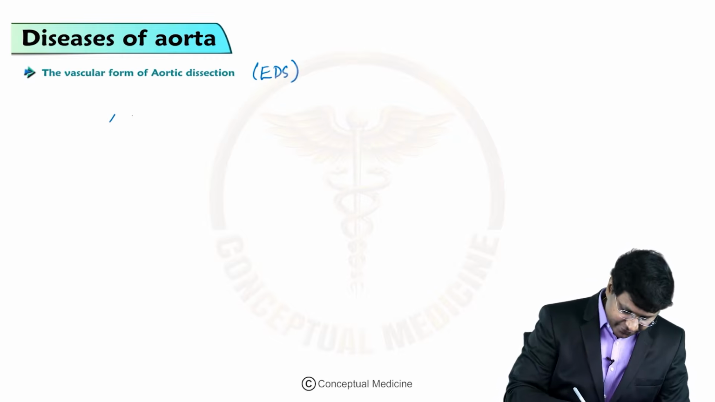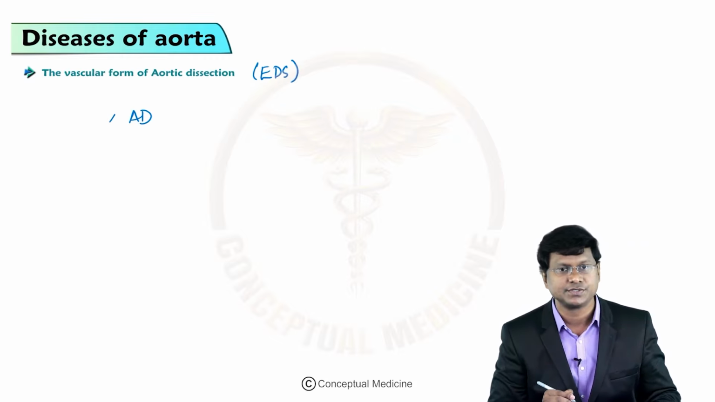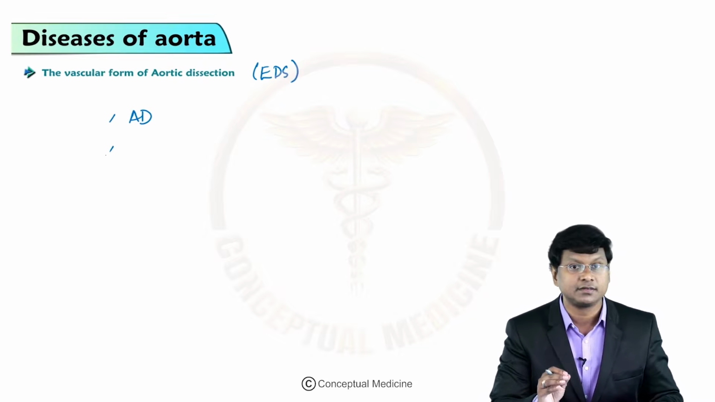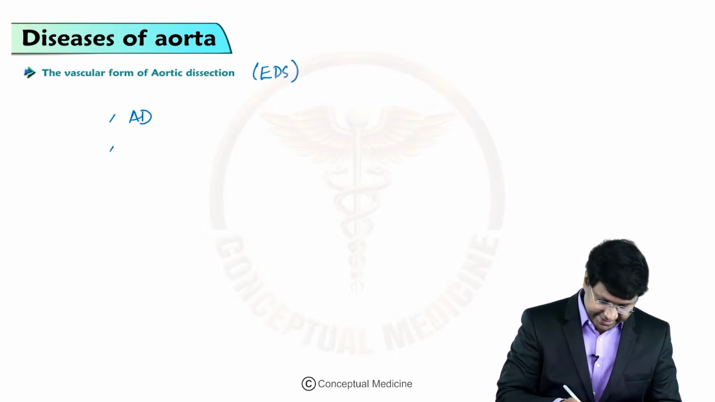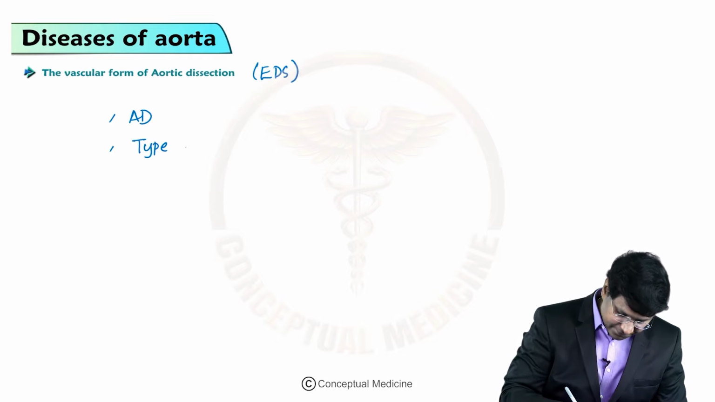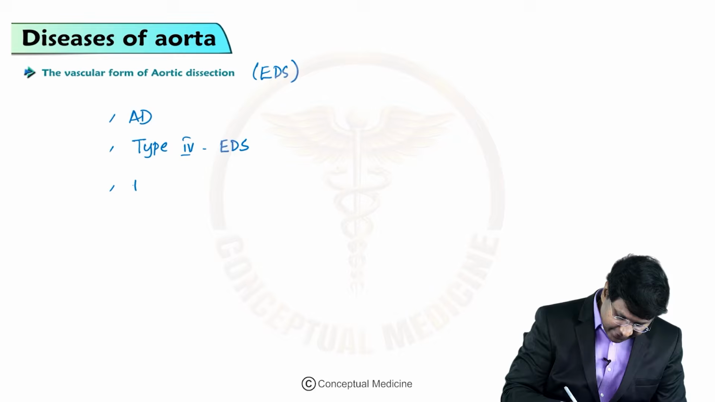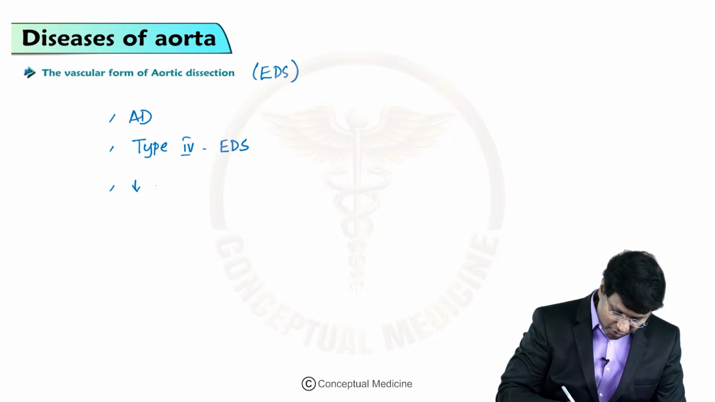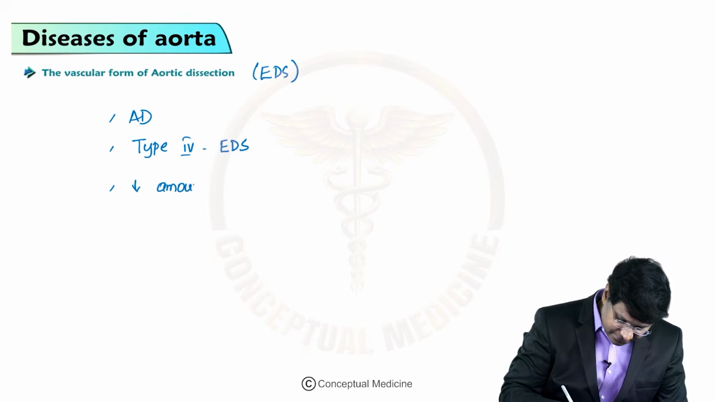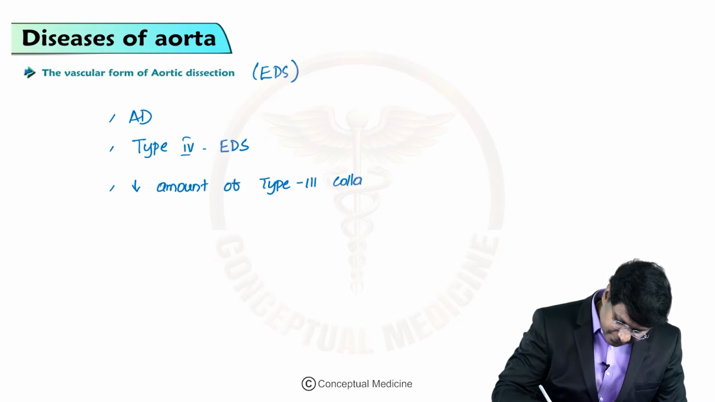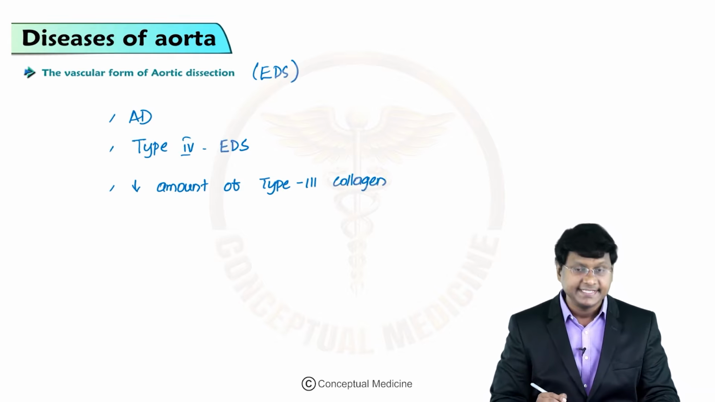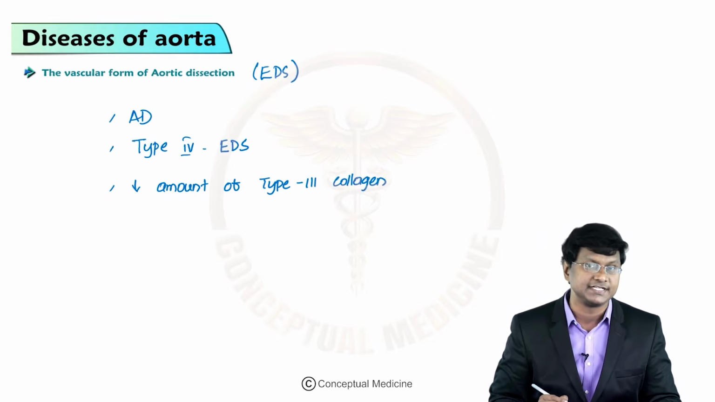number one, the type of inheritance is autosomal dominant. And this vascular form is sometimes referred to as type 4 Ehlers-Danlos syndrome. And what exactly will happen here? There will be a decreased amount of type 3 collagen.